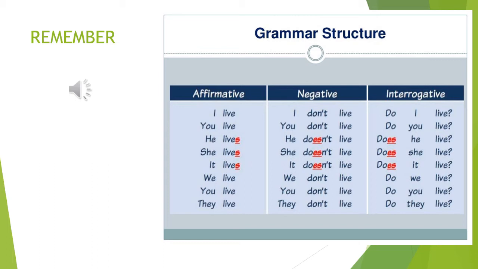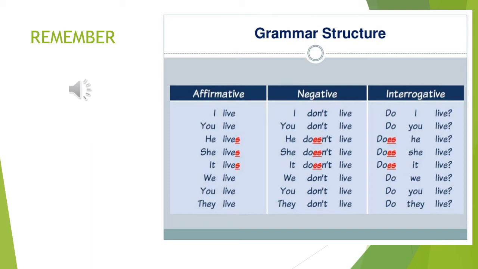Okay, now negative sentences. Again, if you have I, you, we, and they, you are going to use don't. That is the auxiliary for negative sentences, don't, and the main form of the verb. For example, I don't live, you don't live, we don't live, they don't live. Can you see?